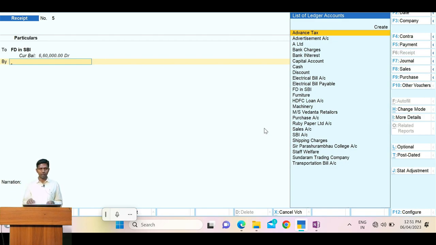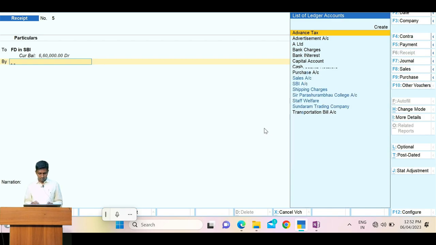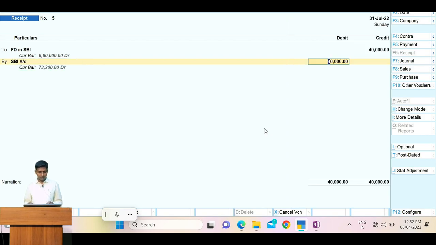Cumulative FD and regular FD, two types of FDs we will find. Here, assume that you are having an account in SBI. Therefore, obviously, that is debited, that will increase the SBI balance, SBI account, 40,000.